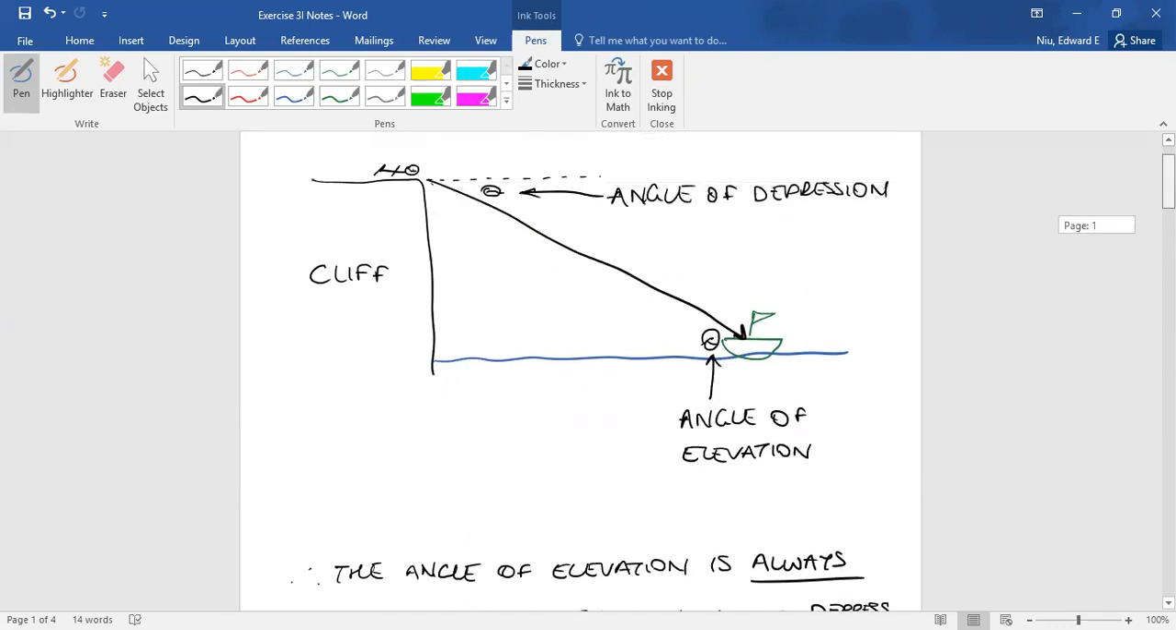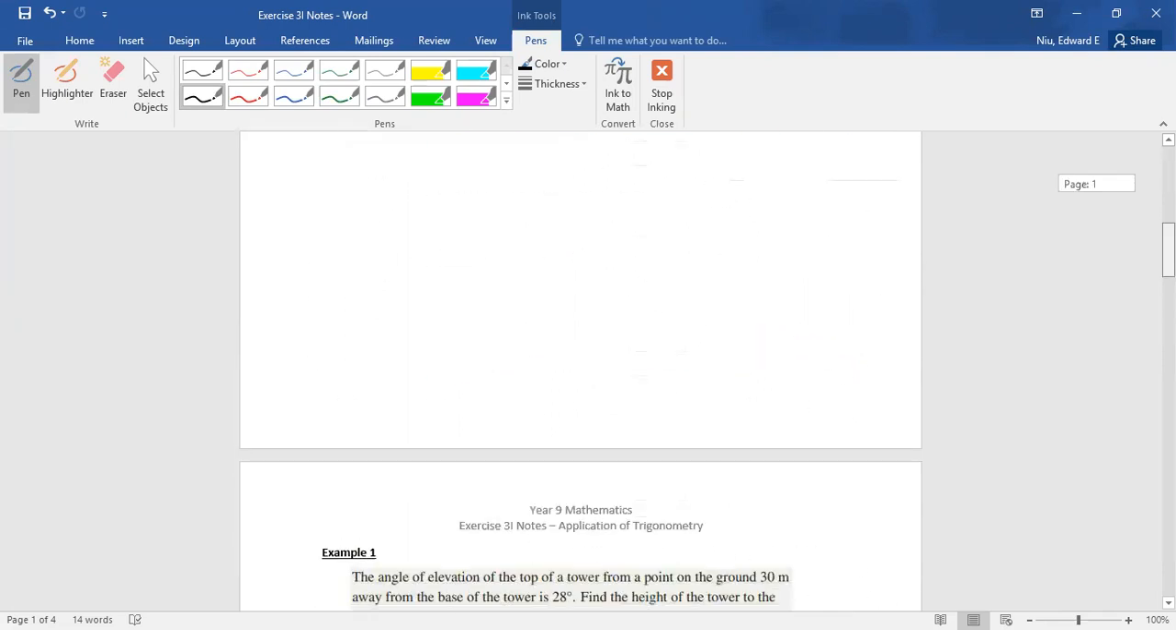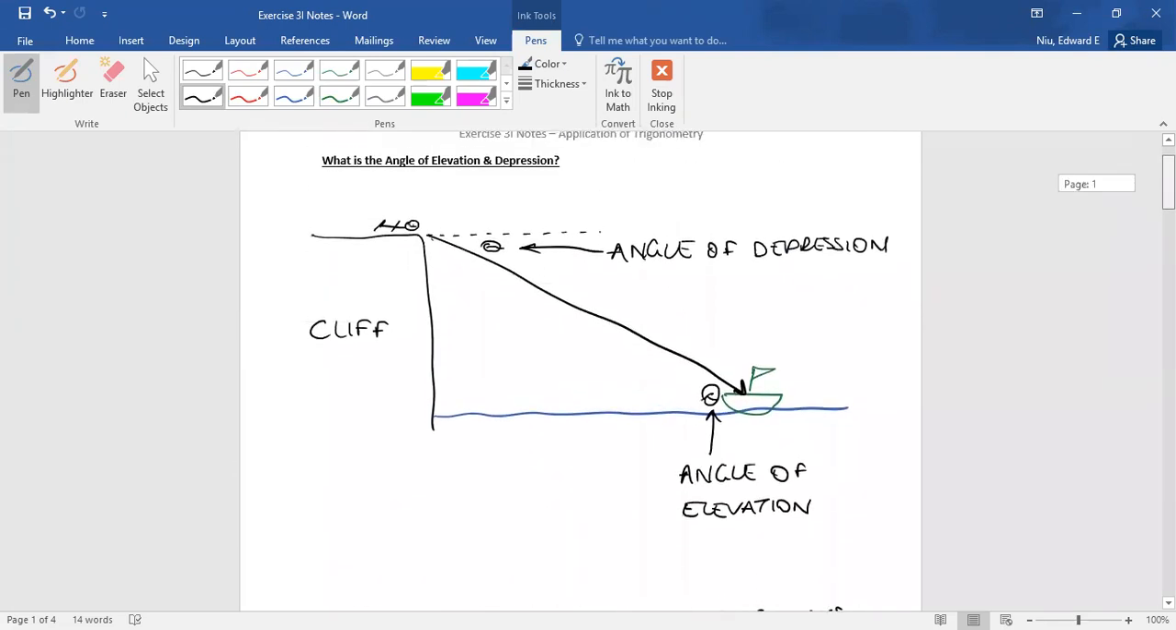Now, why is that the case? Because these two are complementary angles to each other. Again, if you're interested in the proof, let me know. Send through an email, but we'll leave it at that. As long as you know that if you find the angle of depression, you've found the angle of elevation also.